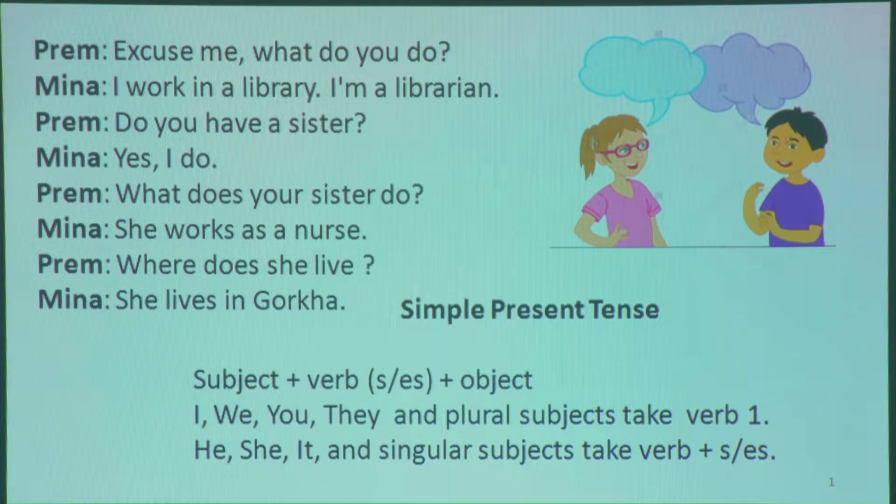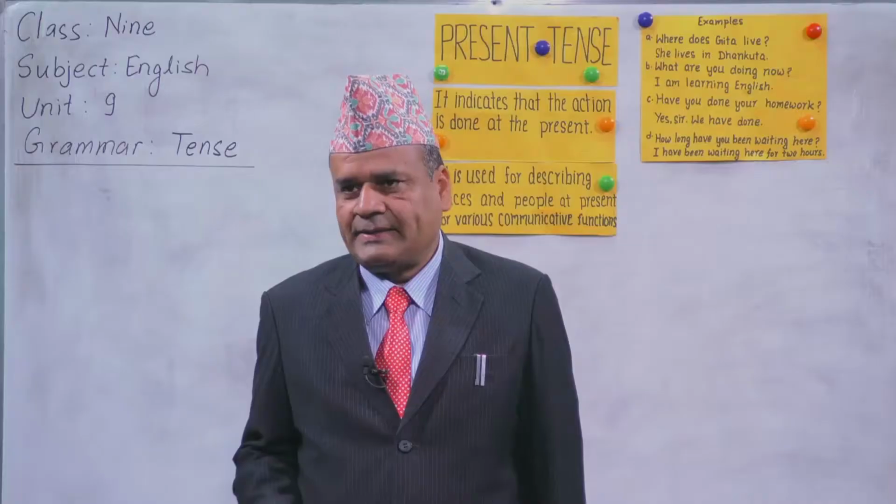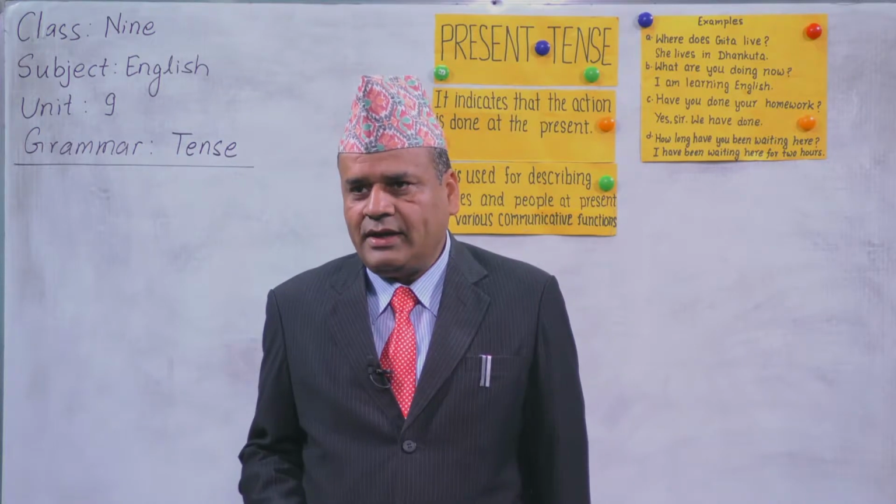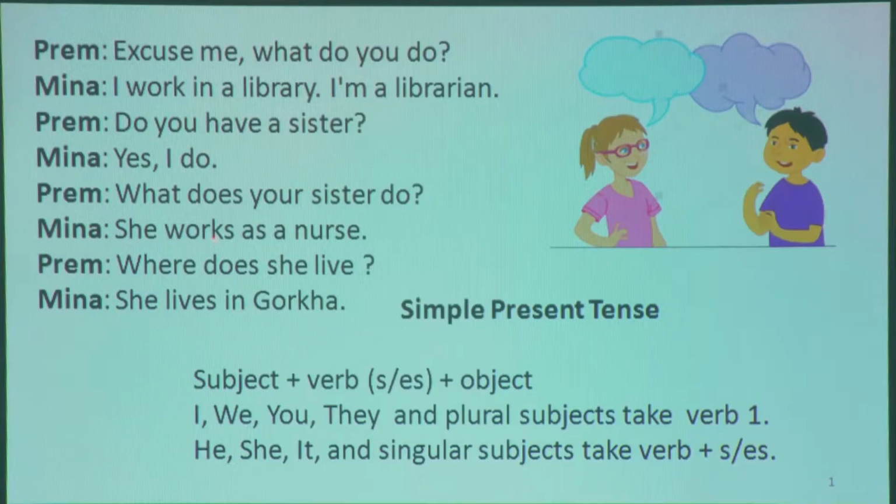Now, what is the difference between the second sentence and the sentence here next? I work in a library. The verb comes in first form without adding s or es in the second sentence. That means with I, the subject I takes only the first form of the verb in present tense, right? But the subject she, that is third person singular, takes s or es with the verb. So we need to compare and understand simple present tense with different subjects.